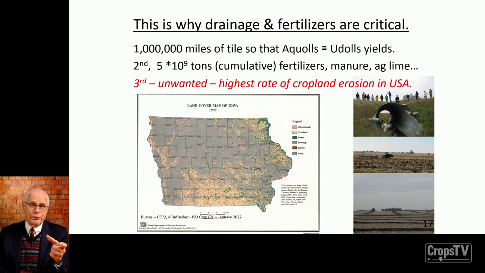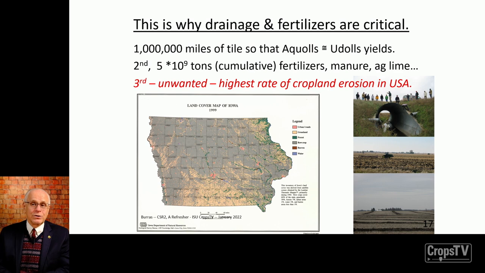We put in buried perforated pipes, so tile in, we drain those soils, and now our poorly drained soils give yield just like they were well-drained soils. In my world, that means an aquert, a poorly drained, nice, black, fertile, productive soil, behaves like it's an udoll, a well-drained, nice, black, organic-rich, fertile, highly productive soil. So I can increase my yields.